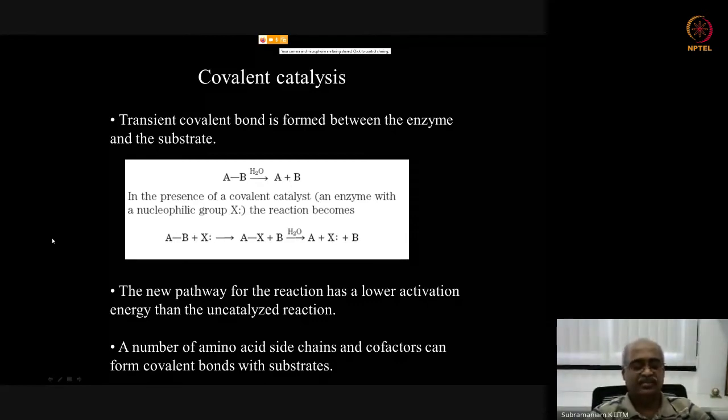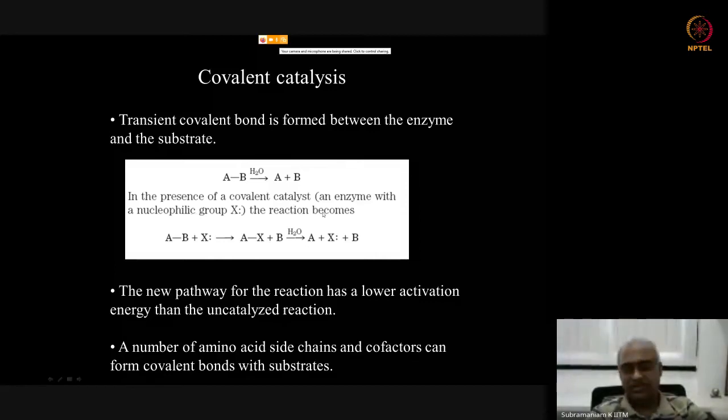Or you can take a sugar getting cleaved into glucose and fructose. There are many situations where you have this. After all, we are talking about polymers, right? Nucleic acids, proteins, carbohydrates, they are all polymers. So this sort of reaction is very common.